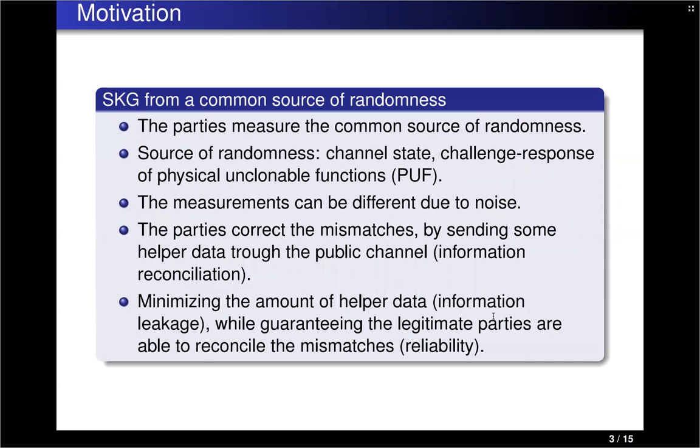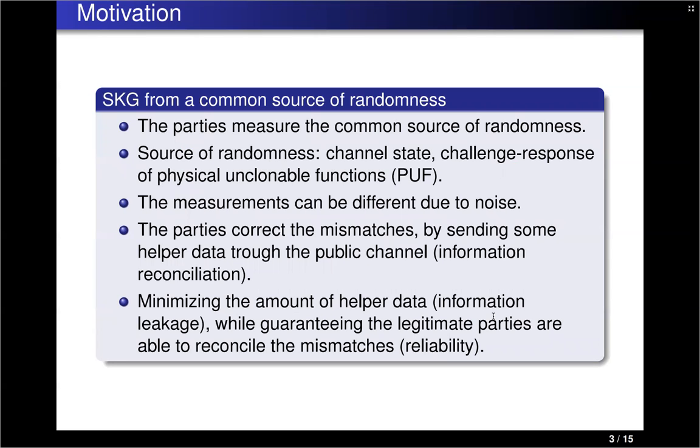The secret key generation procedure is as follows. First, the two parties measure the common source of randomness. The common source of randomness can be the wireless channel state or the challenge response of physical unclonable functions. The measurements of the two parties can be different due to noise, interference, or other issues. So the parties need to send some helper data to each other to help reconcile the mismatch bits.